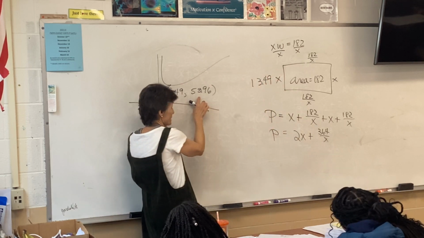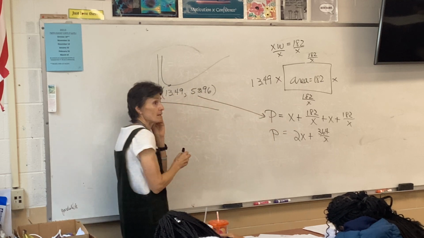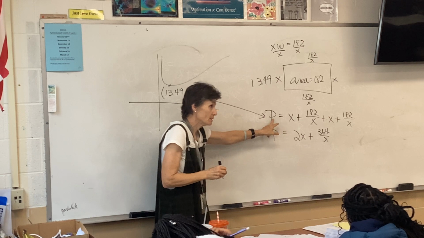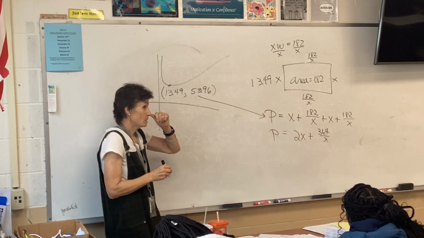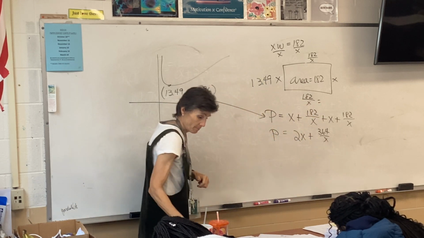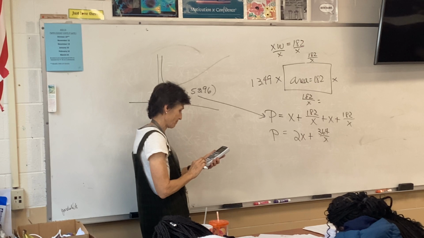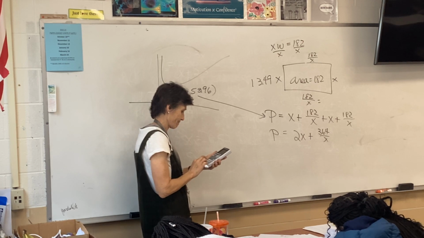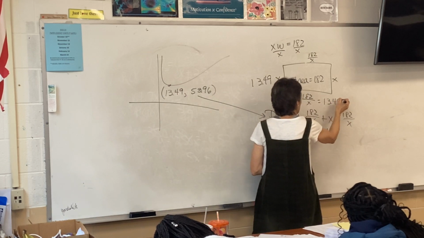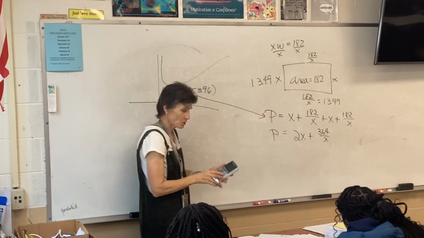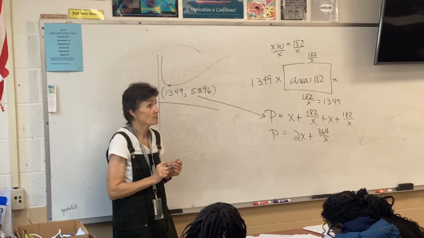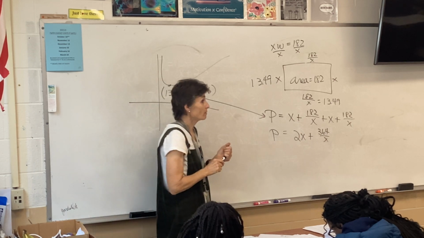What does this number stand for? The perimeter, right? That was my Y, the perimeter. So I need the other dimension. Can I figure that out? Yep, I bet it's 13.49. My goodness, it is. So the dimensions are 13.49 by 13.49. So in other words, it's a square.